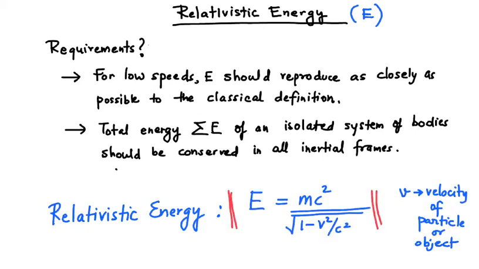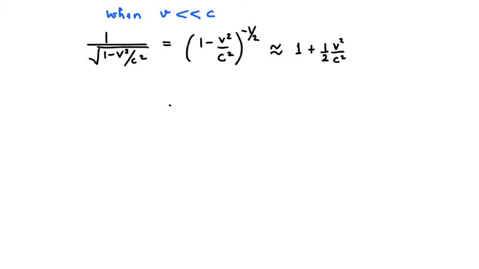Now let's look at what happens to this formula when the velocity of a particle is much smaller than the speed of light. The 1 over square root of 1 minus v square by c square is written like this, and we can again use the binomial approximation to get this value. Therefore, the energy is approximately equal to mc square plus half mv square. We know that in the classical case, the kinetic energy is given by half mv square. Here we have this extra term. It's a special case when the velocity of a particle or an object is much smaller than the velocity of light.